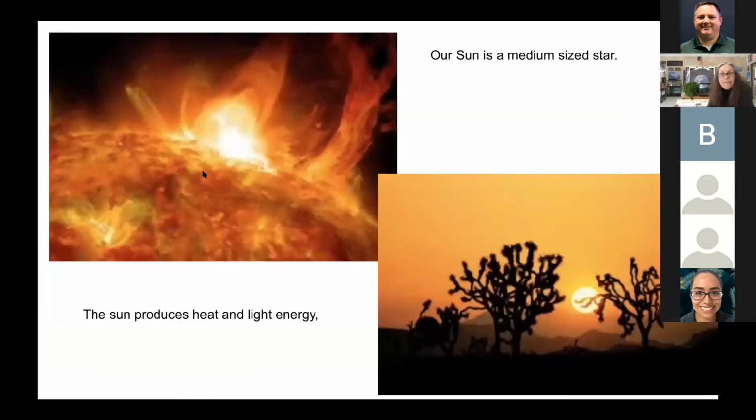Here's our sun, a medium-sized star. We can't walk around on it, we would burn up. It's not solid. It produces light and heat energy that we use on planet Earth. Our atmosphere traps that heat, and plants use the light energy.